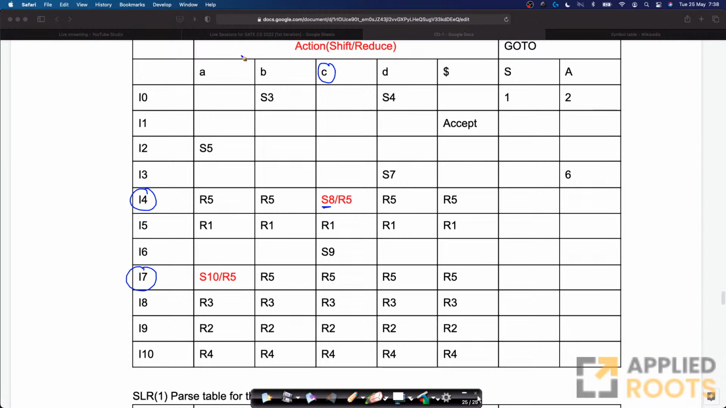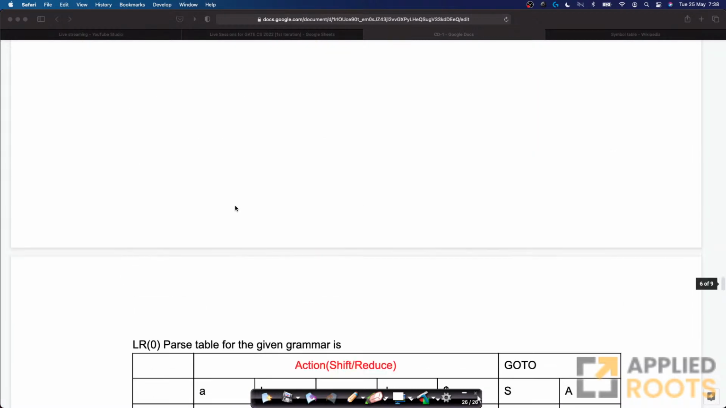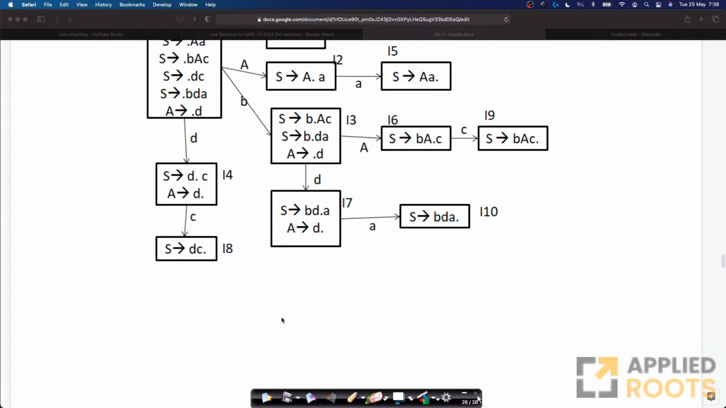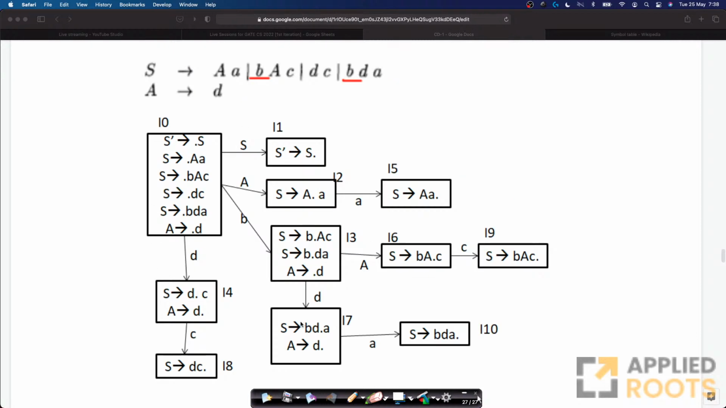Similarly in I7, when I see A, I can shift to state 10, and that's clear from the diagram here. When I'm in I4 and I have C after the dot, I can shift and go to S8. Similarly, if I'm here, the dot can shift over the A and go to state 10. So if you simply draw this, with some practice you can answer it directly from this finite automata or the graph itself.